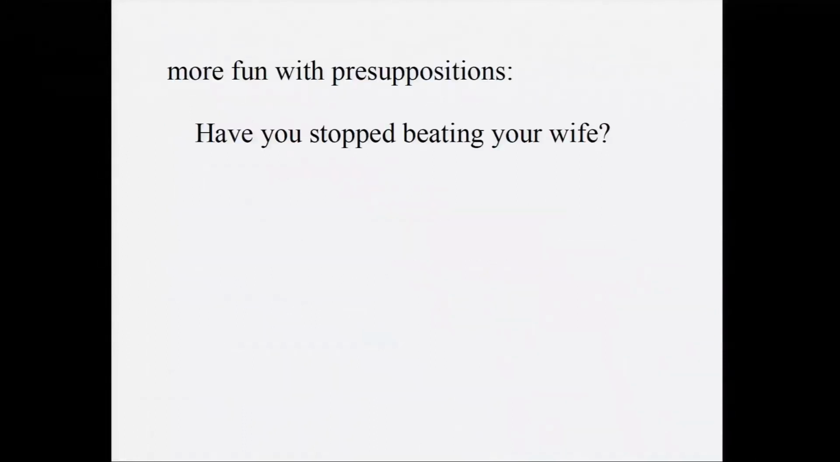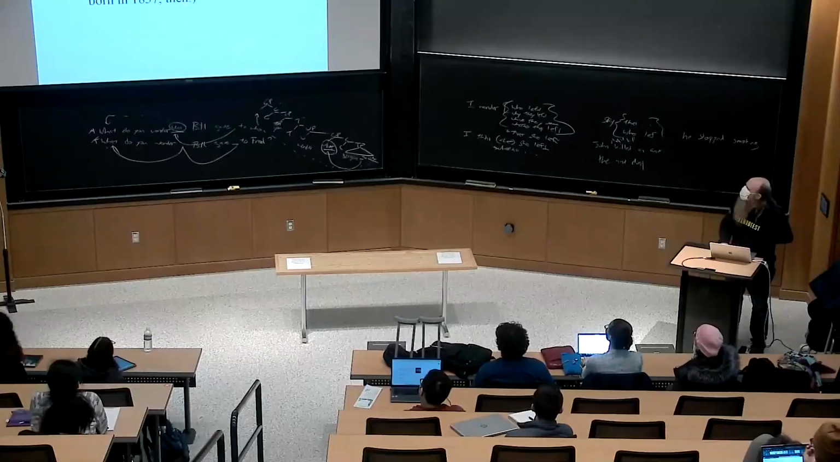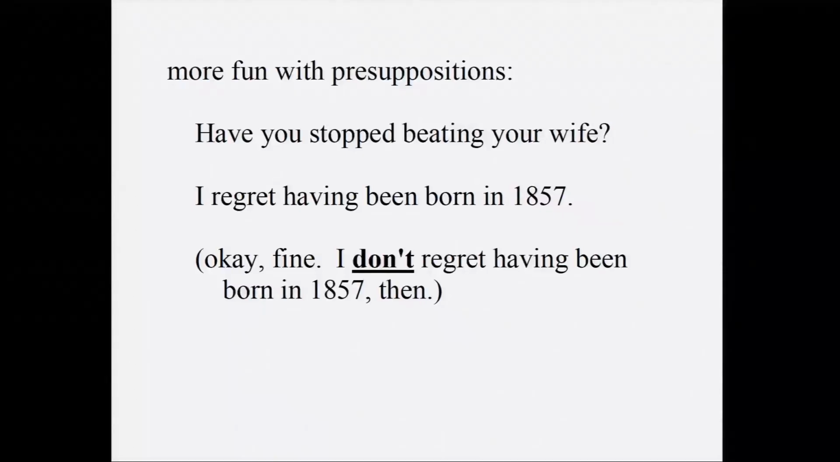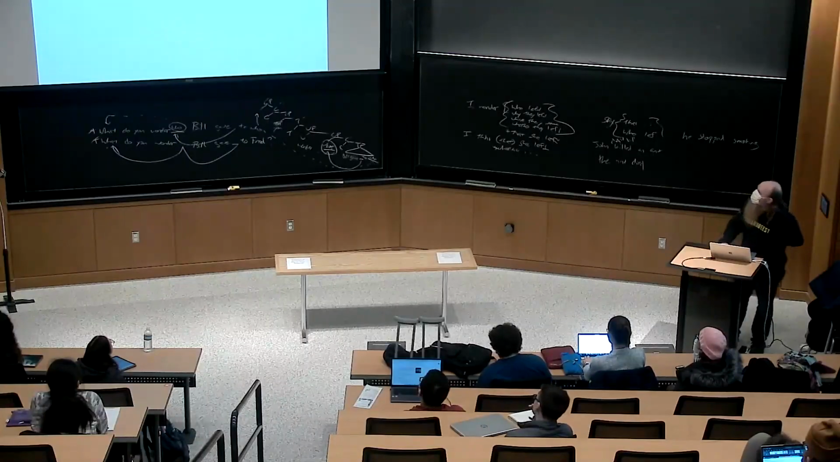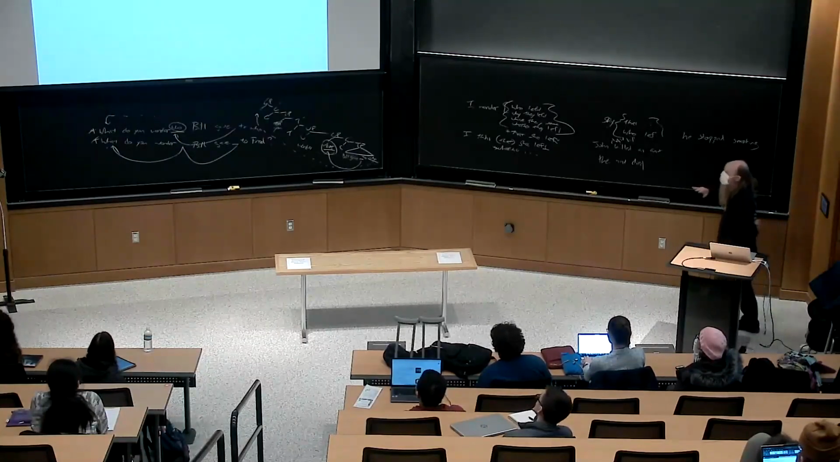Right, and similarly, I regret having been born in 1857. If I say that and somebody objects, and I say, okay, I don't regret having been born in 1857, either of these presupposes that I was born in 1857. And in order for somebody to object, they have to say, no, wait, surely you were not born in 1857. So that's entailments and presuppositions.